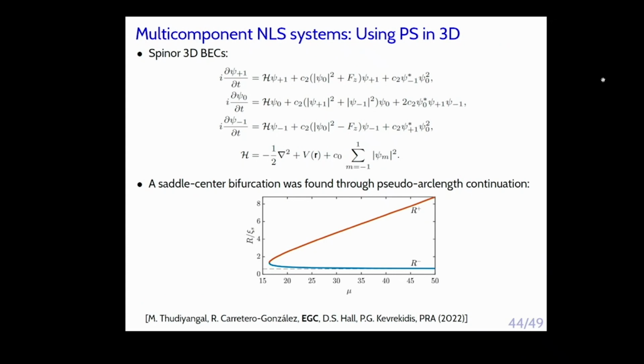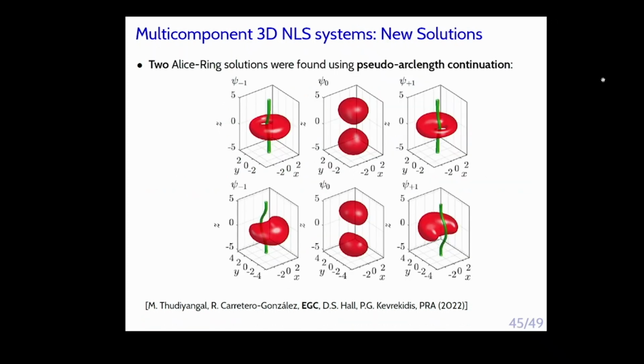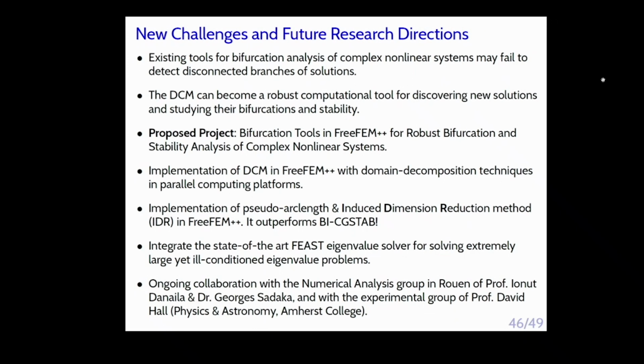Quite recently, we did a work with Panos, Ricardo, Mithun, and David Hall. Ricardo yesterday mentioned David, who is an experimentalist at Amherst College. We studied a three-component problem and extended pseudo-arc length, but now using iterative solvers. In MATLAB, we were able to also trace a saddle-center bifurcation that corresponds to essentially two half-quantum vortices called Alice rings, found using pseudo-arc length. So you have a plethora of tools that you can use to analyze the configuration space of such interesting partial differential equations.